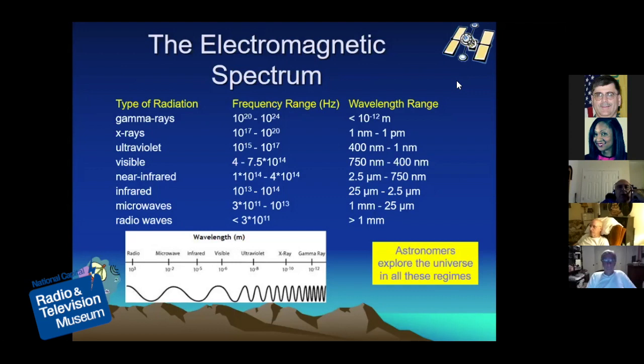At the bottom, you can see a little graphic that shows wavelength and what all those different kinds of electromagnetic waves are. Let me make a point right here. These are all electromagnetic waves. They all have the same characteristics. They all satisfy Maxwell's equations. And astronomers explore the universe in all these regimes. But tonight we're going to talk about radio.